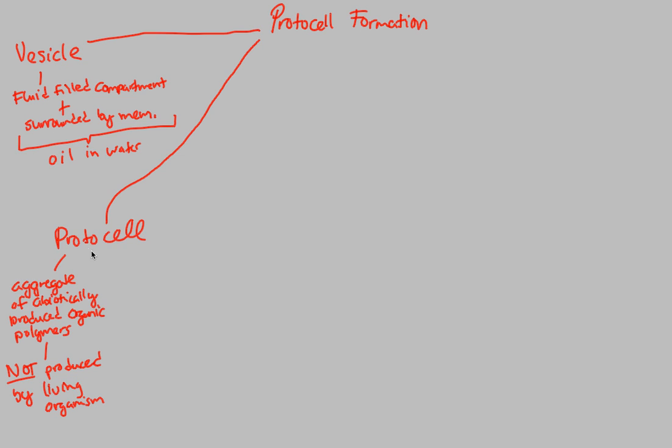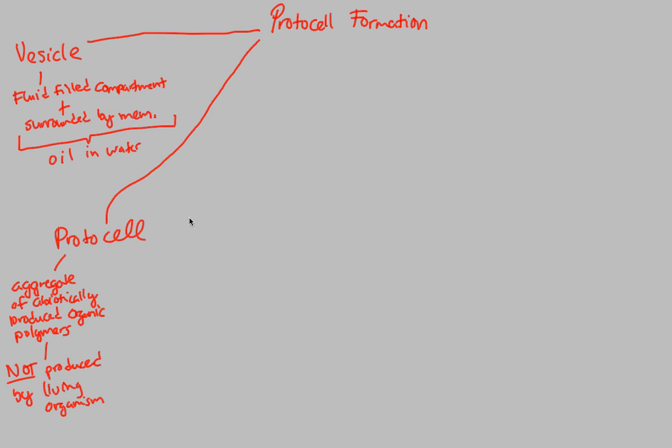So the first cell was not produced by a living organism because if we go back, we had to evolve chemically, then we had to create a small organic molecule, then we had to create a larger macro-organic molecule, and now we're combining those polymers into one protocell. Once again, this is all abiotic.